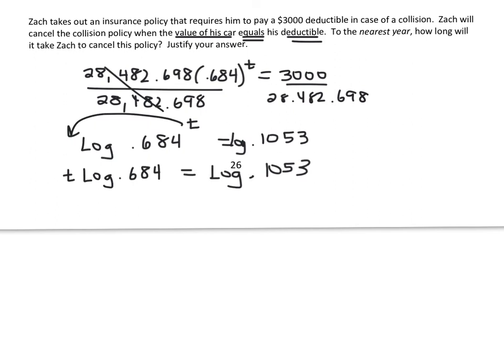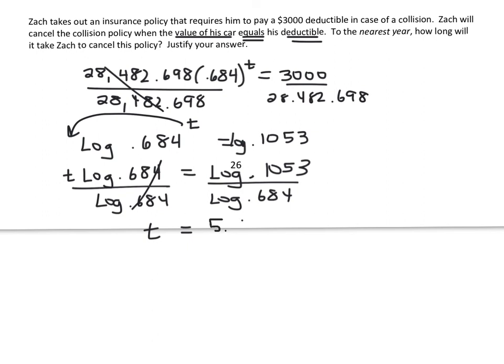Since we have t times log of this decimal, to get the t by itself, let's divide both sides of the equation by log of 0.684. In your calculator, you're plugging in what you see on the right-hand side of this equation: log of 0.1053 divided by, don't forget to close the parenthesis in your calculator, log of 0.684. When you do, you get approximately 5.9260. They want us to round to the nearest year, so this would round up to 6 years.